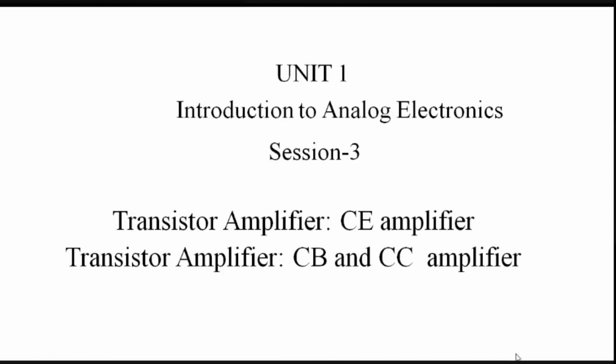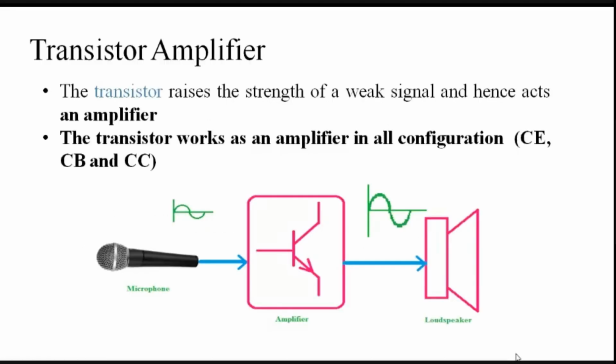From the name itself it is evident that it is going to amplify your input or any weak signals. When I say amplifier, it just raises the strength of the weak signal and thus it acts as an amplifier. Suppose whenever I am going to use the microphone, I have to use the amplifier, and then it is given out through the loudspeaker. So this amplifier setup can be any one of these: either a CE amplifier, CB or a CC amplifier.